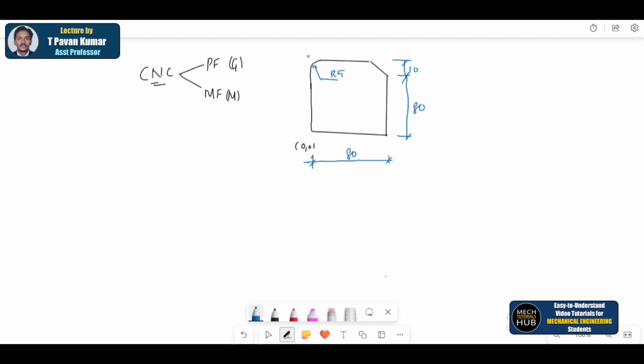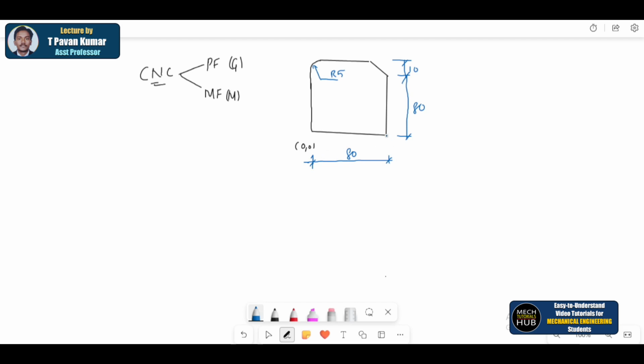Accordingly we need to write a program. Now before writing any CNC program, one should understand the problem first, followed by the coordinates. We need to mark the coordinate, that is more important. For example, if this is 0 comma 0, this is the origin where exactly the tool will start its movement.